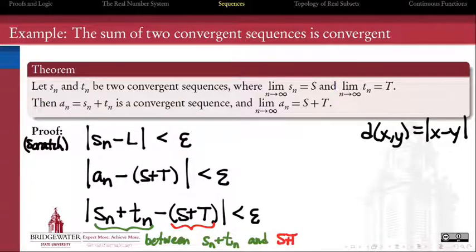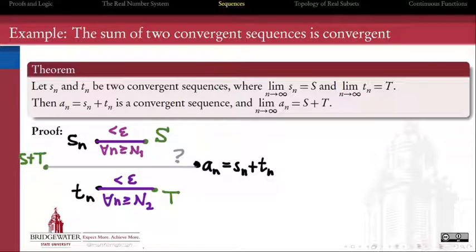But we do know something. What do we know the distance is between? Or maybe a better way to say it is, what do we know we can control the distance between in this proof? So the distance between Sn plus Tn, the nth term of our sequence, and S plus T, the purported limit, that's a distance that we don't know yet how to control. What distances do we know how to control?